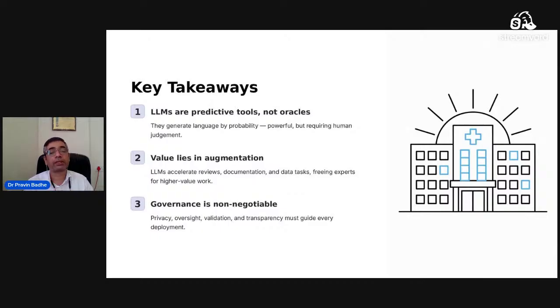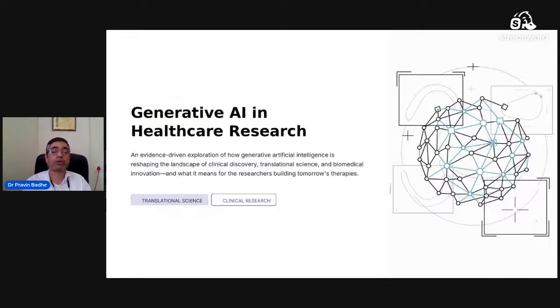And the third thing is again privacy is important. Validation, then transparency of the content is very important. So it should be deployed only when it has been overseen by the expert and the content is then utilized for the further study. So this was the first part of this session where we discussed what LLMs are, how they can be utilized in the research.